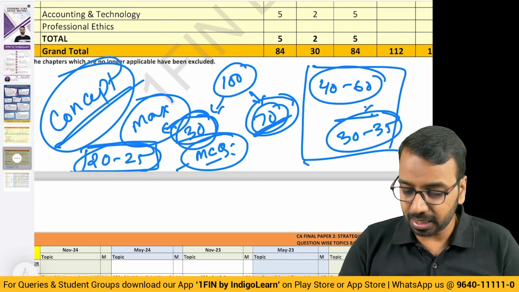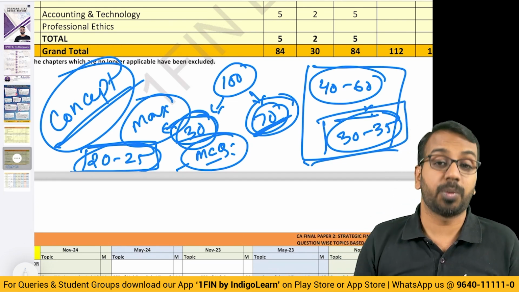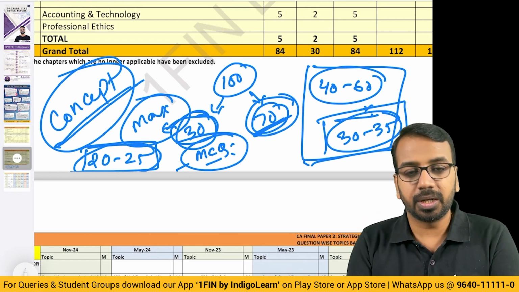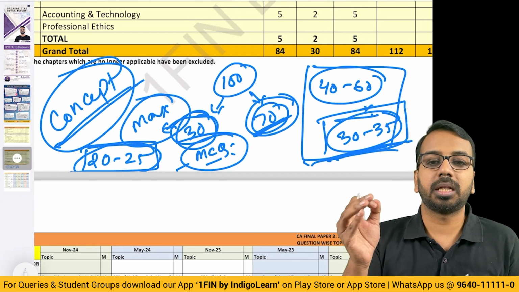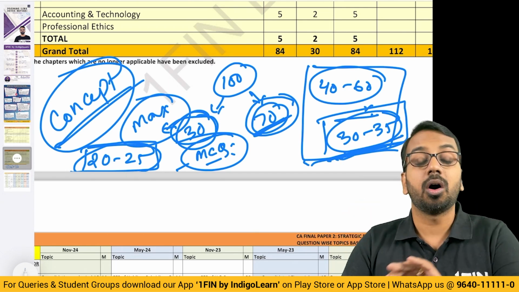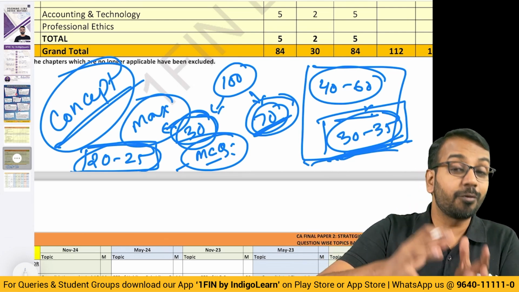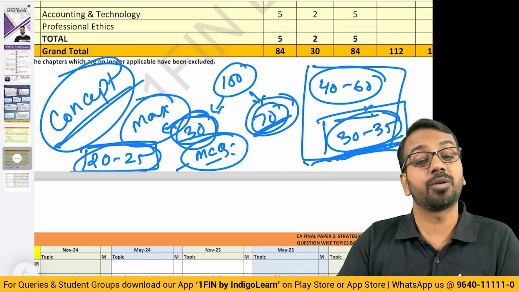So the first thing is to be confident that yes, even with my existing level of preparation, if I have completed the syllabus once fully, I will be able to attempt and get 30 to 35 marks, or attempt 30 to 35 marks properly. Then focus on the remaining part, which is more difficult. Okay, that is the breakdown of the question paper.